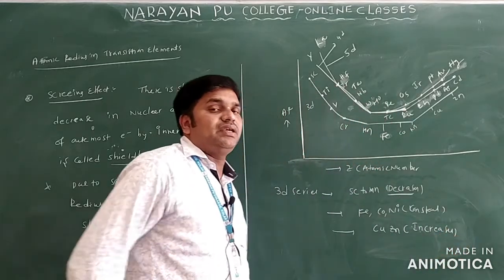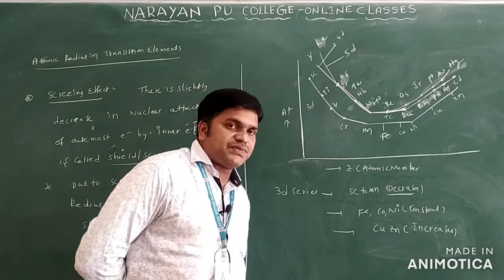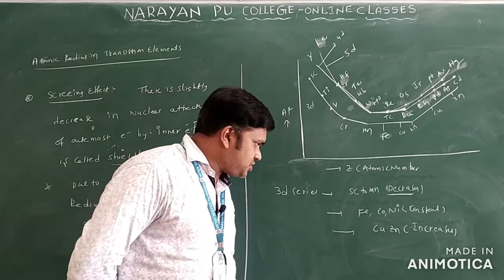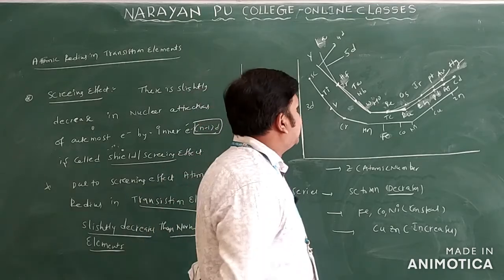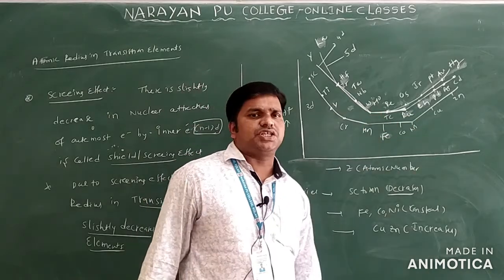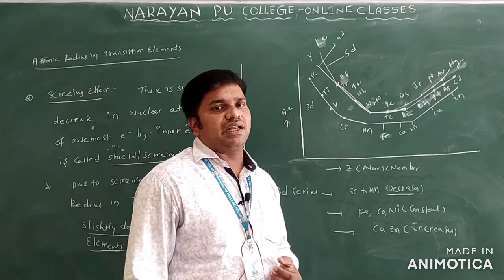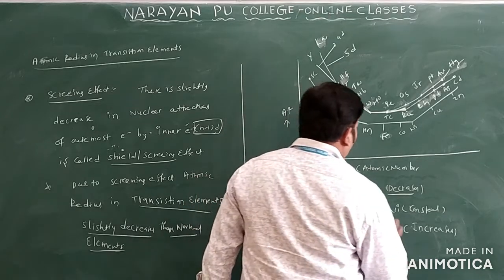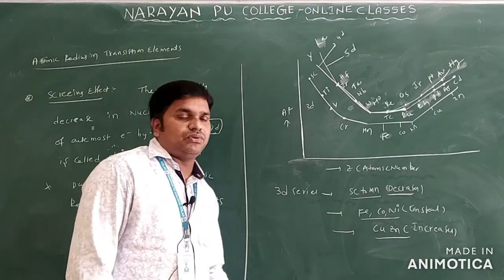In the case of 3D series elements, atomic radius decreases from scandium to manganese, from iron, cobalt, nickel it becomes constant, and from copper to zinc there is an increase in the atomic size, particularly for the 3D series elements. In the 4D also, some elements are constant. But in 4D and 5D series there is a change in the atomic radius. We will discuss why this happened: why it decreases from scandium to manganese, why it is constant from iron, cobalt, nickel, and why it increases in the case of copper and zinc.